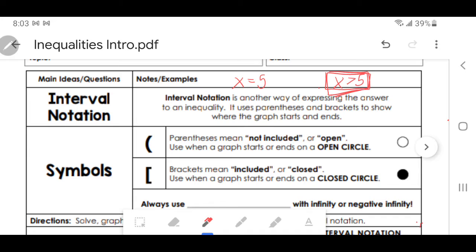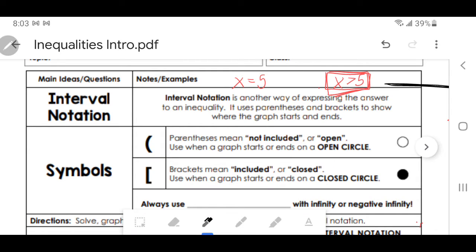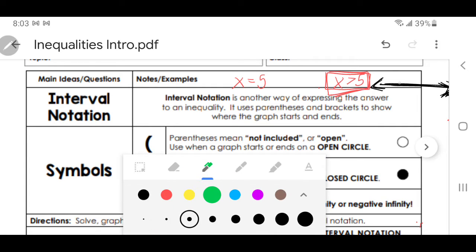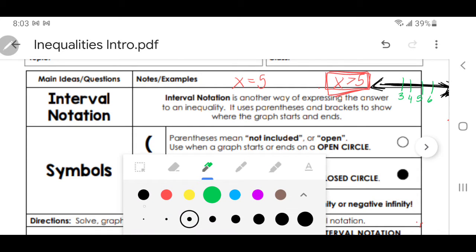We could graph this on a number line, okay? And what would that look like? So if we had a number line, okay, let's say this is our number line, and it goes on infinitely this way, goes on infinitely that way, okay? Now, let's give ourselves a couple numbers. Let's say this is 3, 4, 5, 6, and so on, okay? This is a very short segment of the number line.